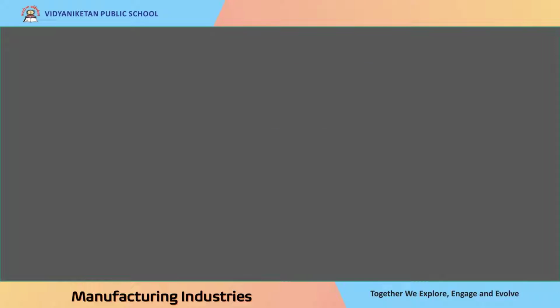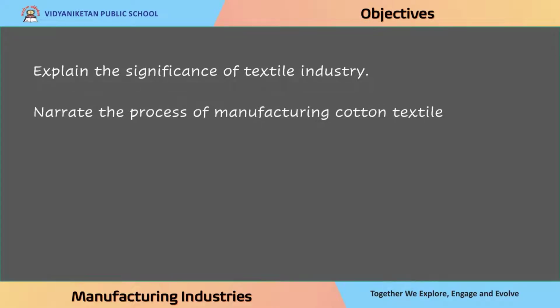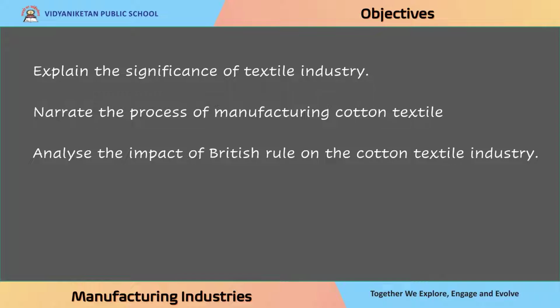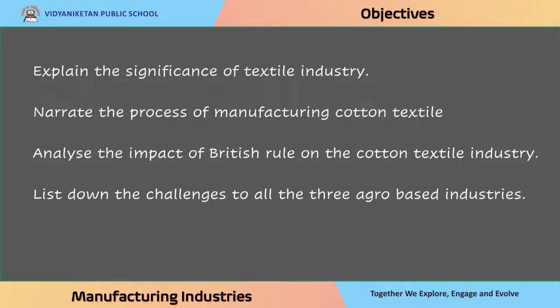By the end of this section, you should be able to achieve the following objectives. 1. Explain the significance of textile industry. 2. Narrate the process of manufacturing cotton textile. 3. Analyze the impact of British rule on the cotton textile industry. 4. List down the challenges to all the 3 agro-based industries.